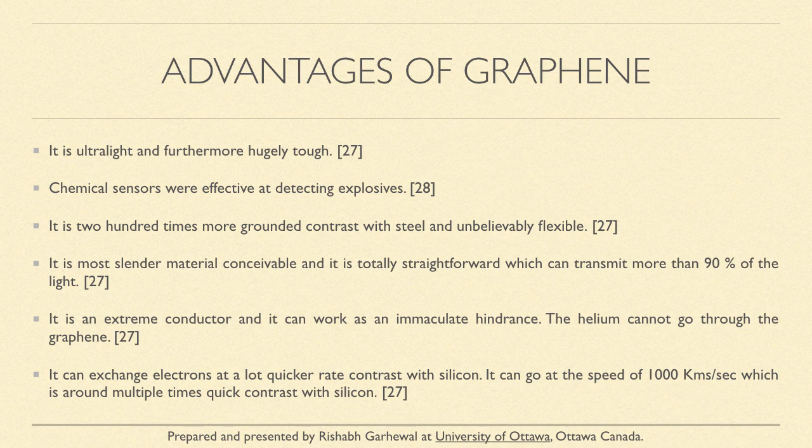It can transfer electrons at a much faster rate compared to silicon. It can pass at the speed of 1000 kilometers per second, which is about 30 times faster than silicon.